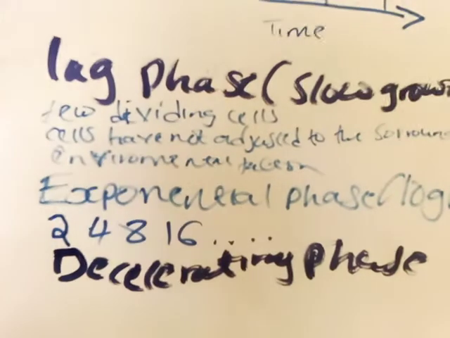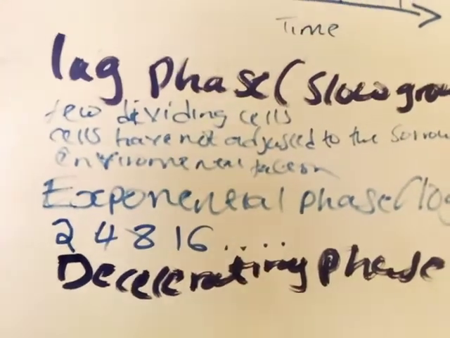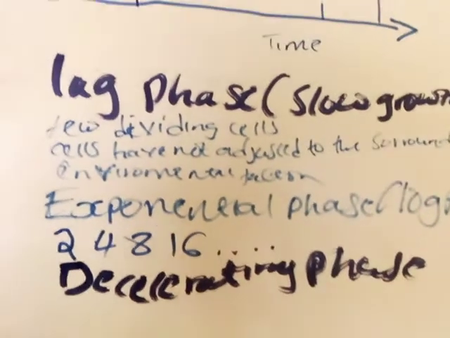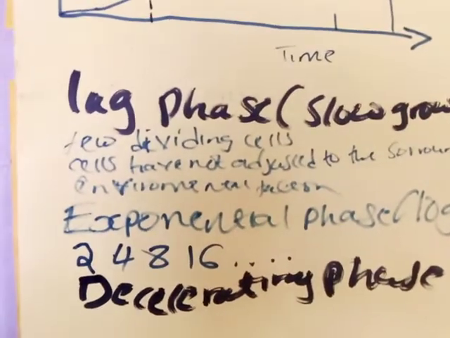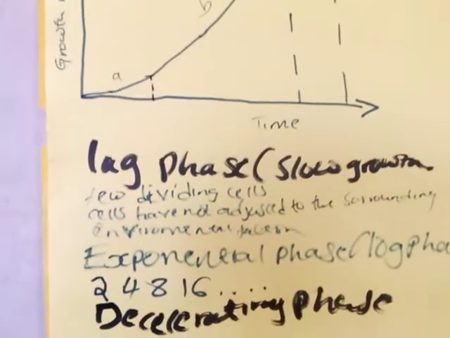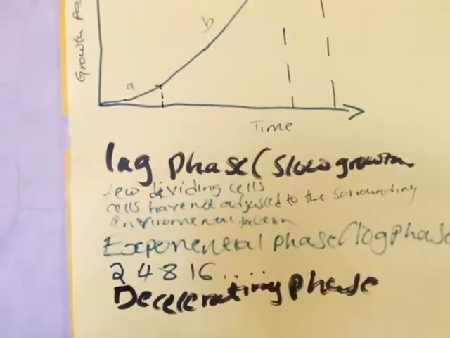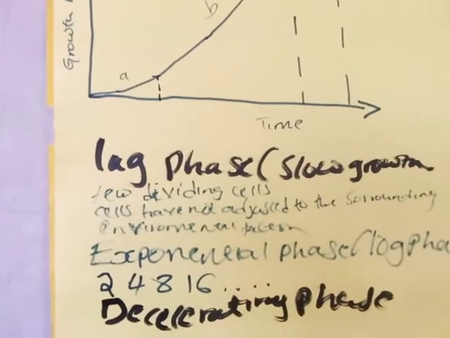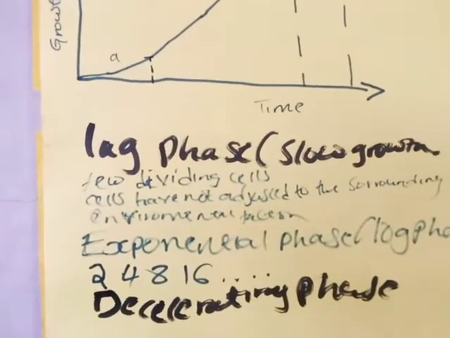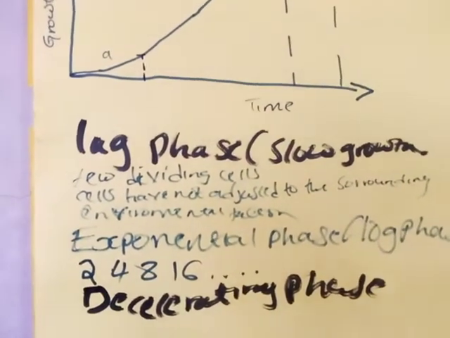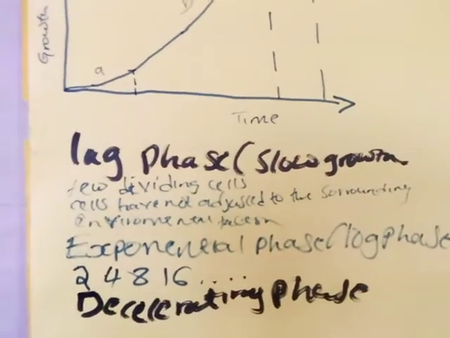Thirdly, we have a decelerating phase, and this is the third phase where growth takes place. During this phase, you realize that growth becomes limited as a result of the effect of some of the internal factors or external factors, or a combination of both the internal factors and the external factors.